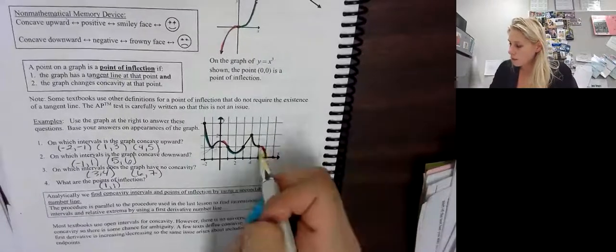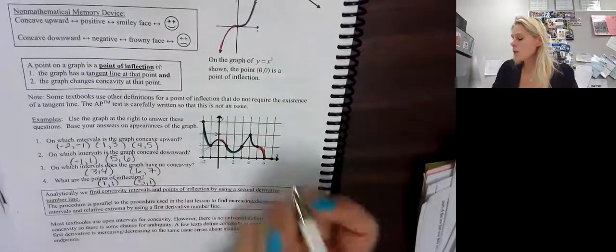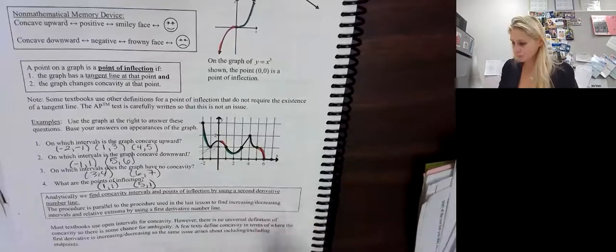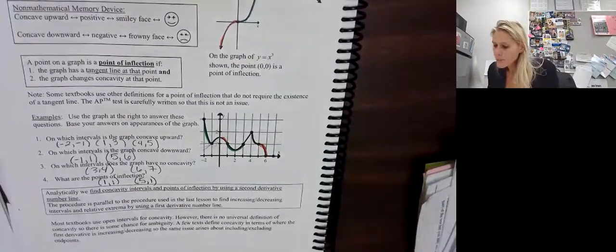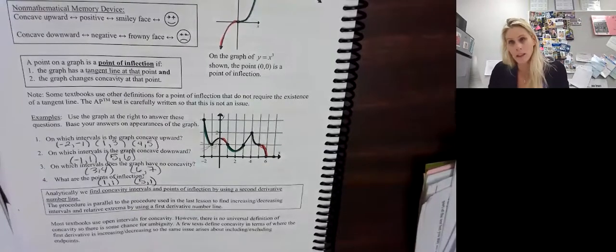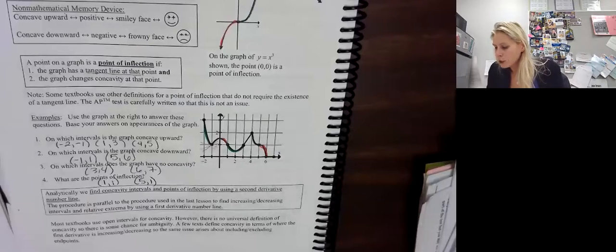And we have another point of inflection right here at 5, and that y value is also 1. So again, no point of inflection here because it's a sharp turn. Okay. Analytically, we find concavity intervals and points of inflection by using the second derivative number line. So second derivative, do our sign ray, so on and so forth. The procedure is parallel to the procedure used in the last lesson to find increasing, decreasing.